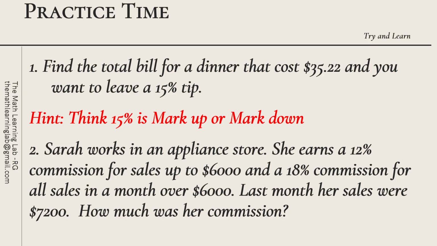Sarah works in an appliance store. She earns a 12% commission for sales up to 6,000 and 18% commission for all sales in a month over 6,000. Here again we have two categories. Last month her sales were 7,200. So think which category she will go in. She will go with 18% commission because she is selling over 6,000. So how much was her commission? Calculate 18% of 7,200.